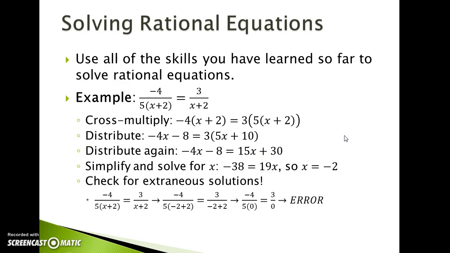And I need to check for extraneous solutions. So if I plug in this -2 down here where I see the x, there's a -2, there's a -2, I end up with 5 times 0. I can't divide by 0, I get an error. So I know that actually -2 is not a solution, and so this equation does not have any solutions.